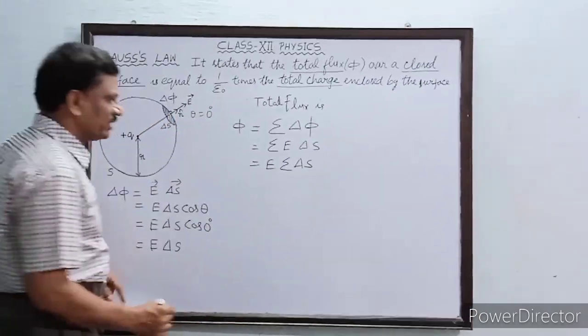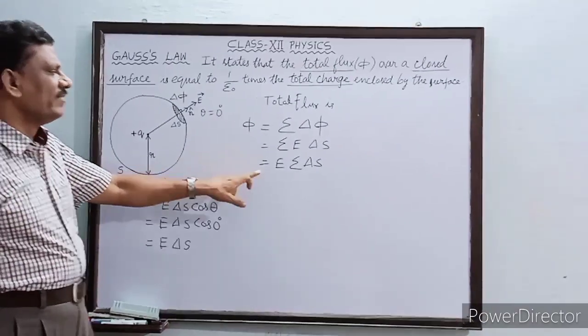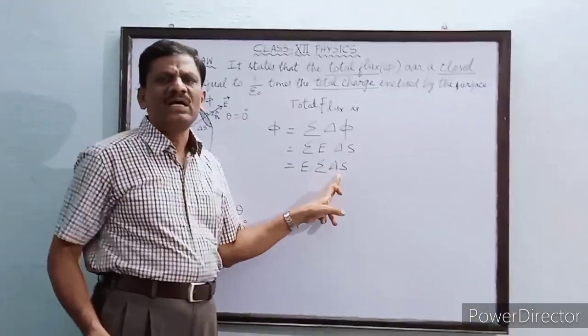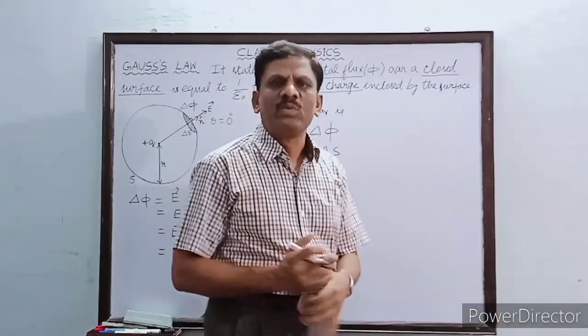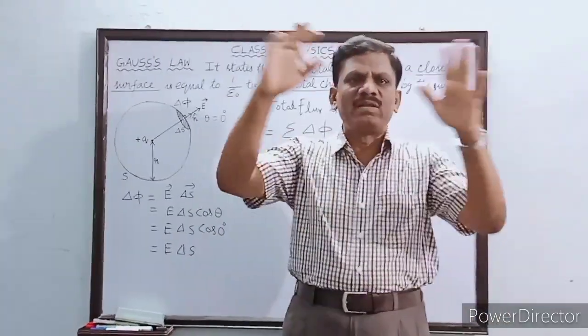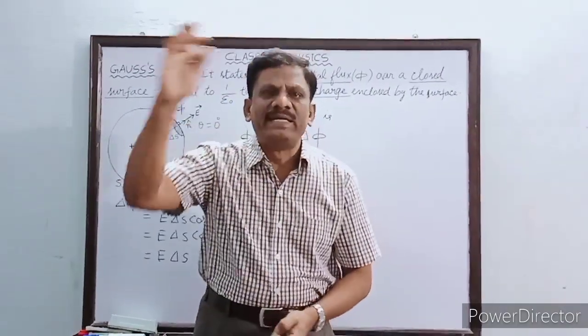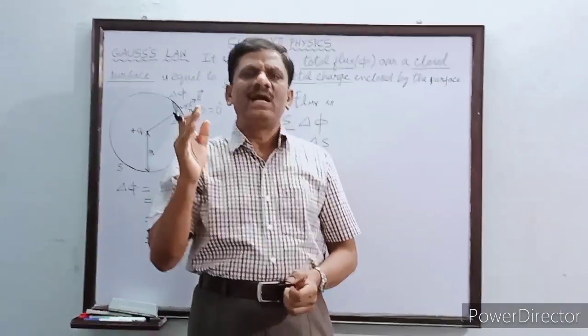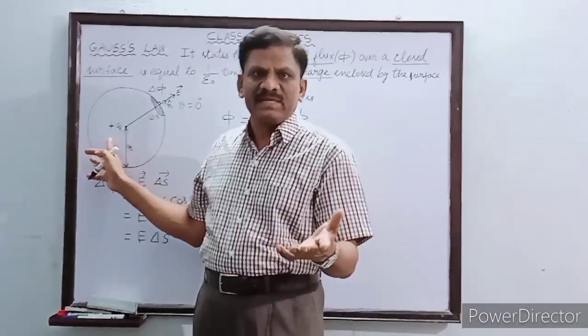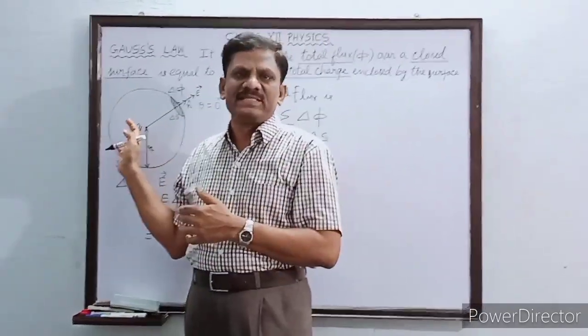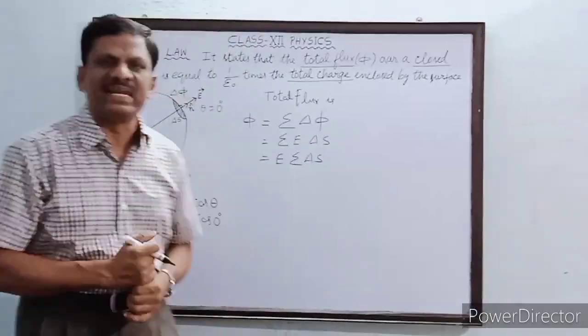This is another equation. So, the total flux is given by E into sigma delta S. What is E here? E is the magnitude of the electric field at any point on the entire sphere. All points on the entire sphere are at the same distance r from the given charge, because these are all symmetric points on the sphere. They will have the same electric field.